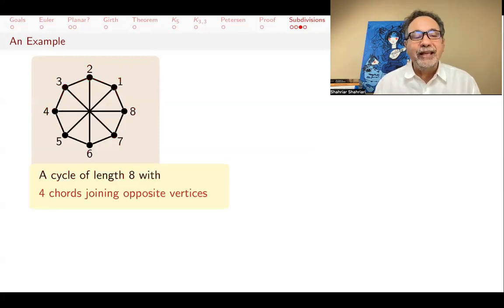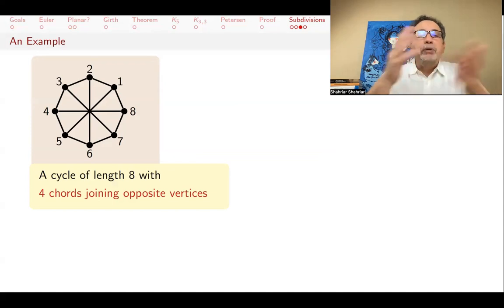It's a cycle of length 8 with 4 chords that join opposite vertices. So I have an edge between 1 and 5, one between 2 and 6, 3 and 7, and 4 and 8. That point in the middle is not a vertex. It is just where all the edges happen to cross. I could draw this in a different way so that not all those edges cross at the same place, but then there would be more crossings.